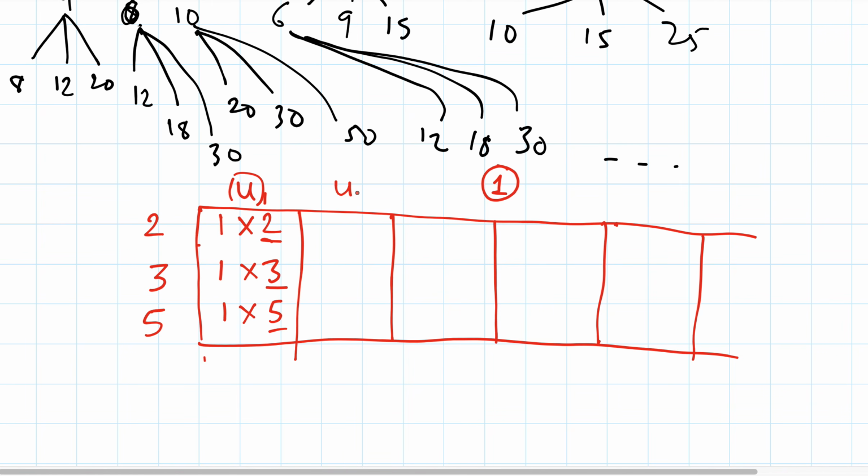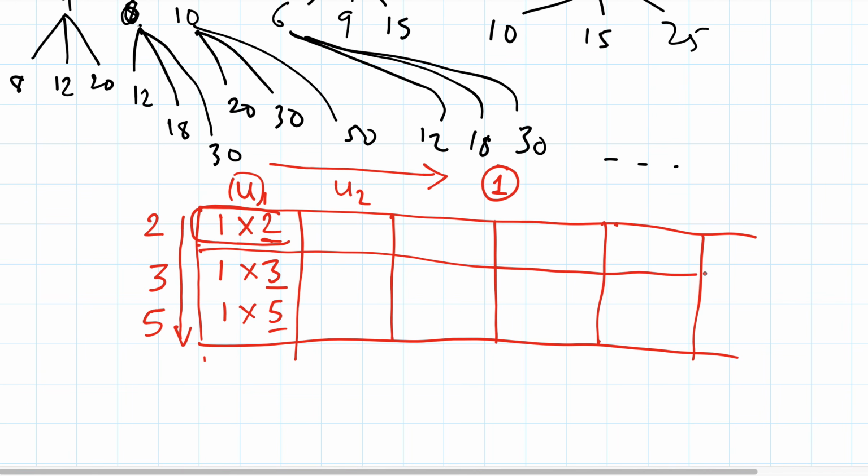Then we take u2. Whichever is minimum of these, we will take that as u2, because we cannot form any number smaller than this, because u1, u2, u3 will be increasing on this side, and this 2, 3, 5 I have kept in increasing order, so this is also increasing. So this should be the minimum of any of these numbers in the table.